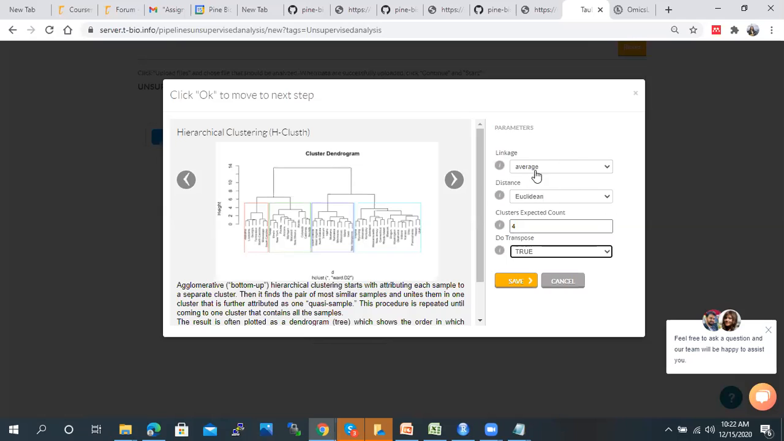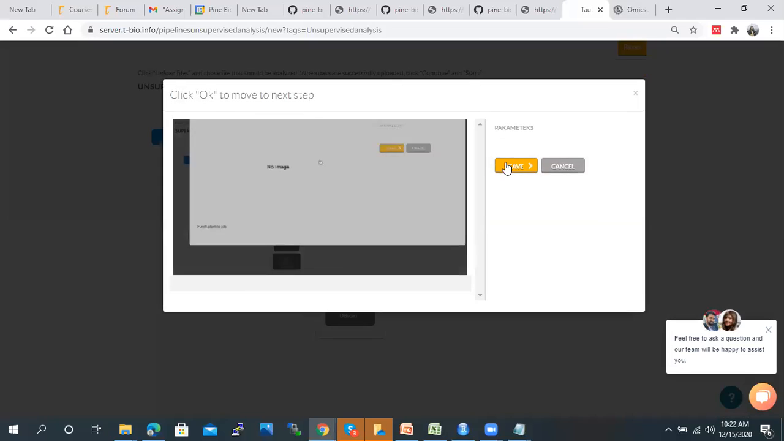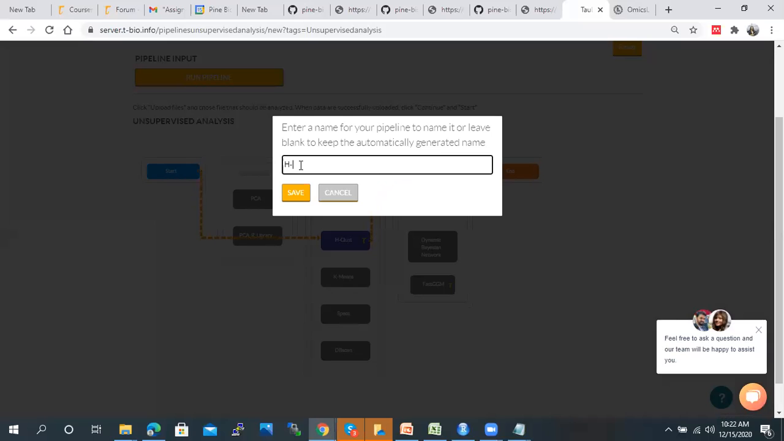So we are selecting these first two options by default. We are just choosing the number of clusters as 4. Even if you don't know, you can play with this number of clusters. Then we are doing a transpose of the data, as we want to cluster the samples, not the genes. If you save this, and here is hierarchical clustering, H clustering.